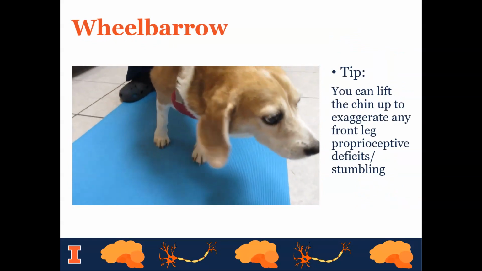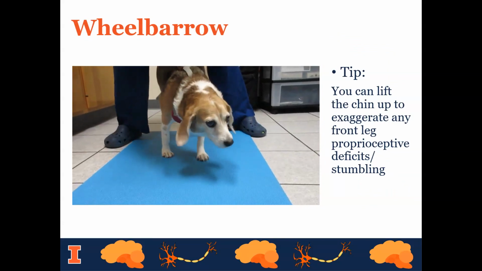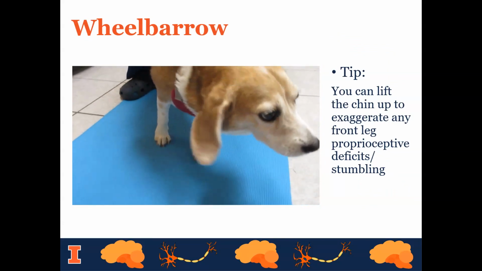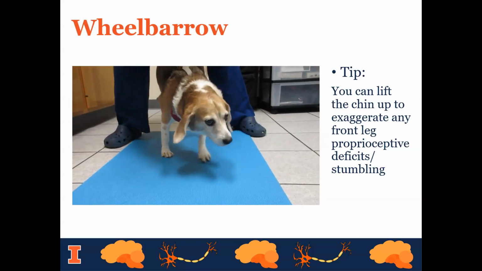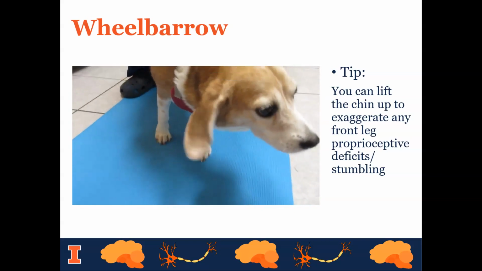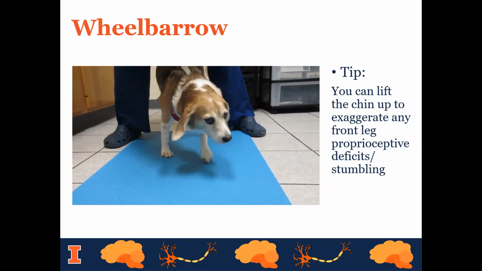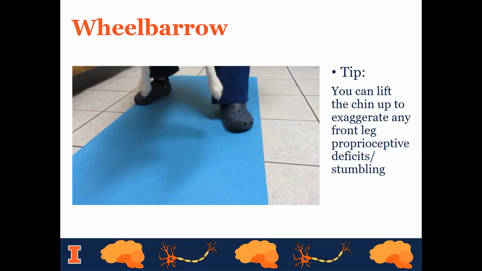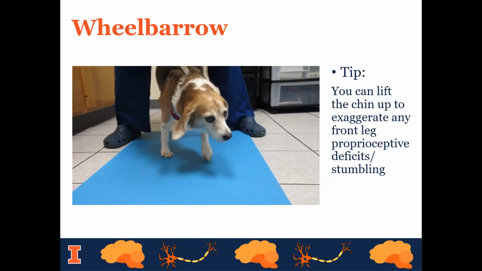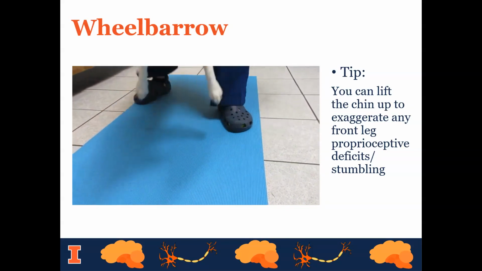Wheelbarrow is a little easier. We're just going to lift up the back legs and push the pet forward, and we want to see nice, brisk stepping in those front legs. And we're looking for the ability to take those steps. Any asymmetry, is one side weaker and slower than the other? And if you want to try and highlight subtle problems, you can even lift their chin up towards the ceiling and push them forward. And that can exaggerate things that are much more mild and subtle to see.